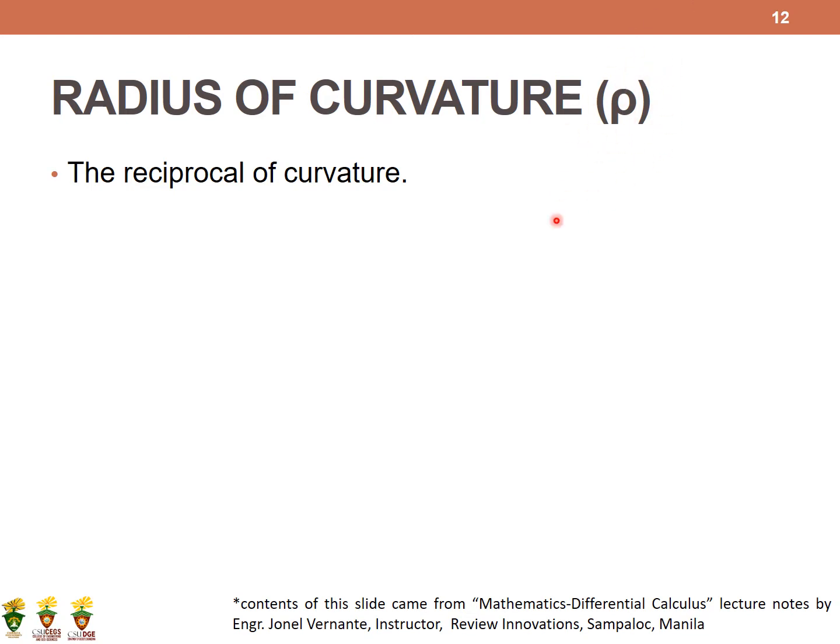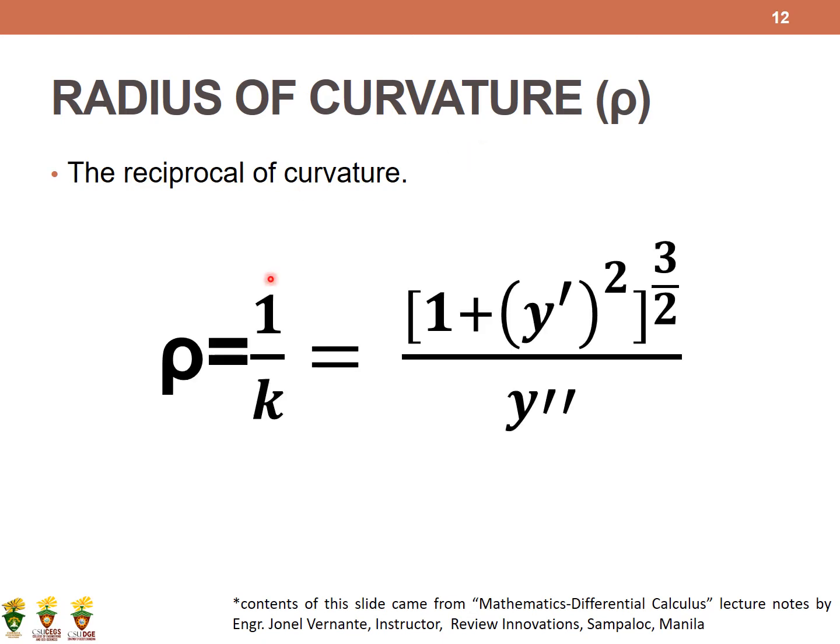That's a rho. So the radius of curvature is just the reciprocal of the curvature. So it's the opposite, so we just reverse the formula. So that's the formula for radius of curvature. Since the formula we have is k for curvature, the reciprocal is 1 over k. So that's equal to rho. Basically we just interchanged the formula.